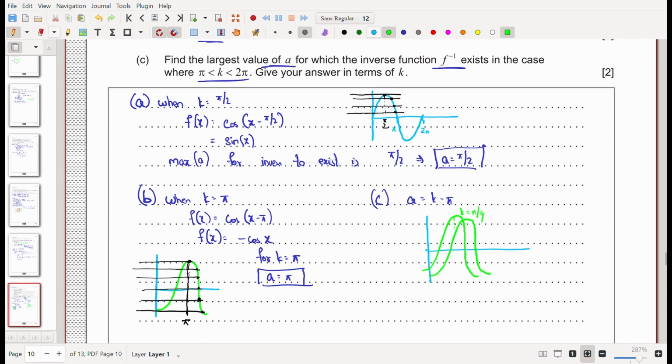So let's say this is k equal to 5 pi by 4. We see that a is equal to pi by 4, because once you pass right here, you'll end up with intersections up till here. So as such, a is equal to k minus pi.